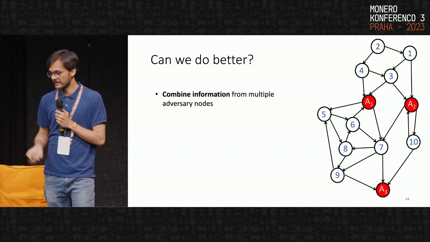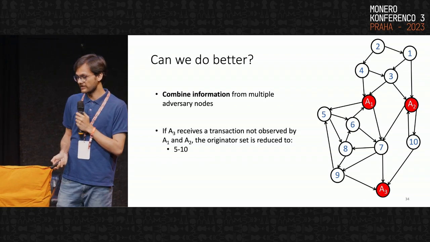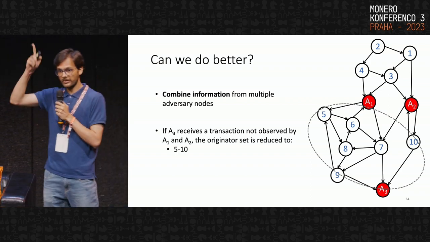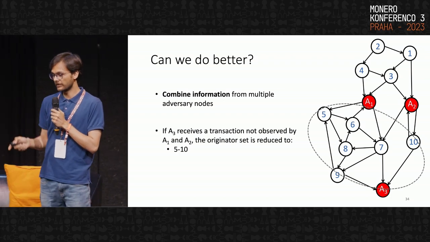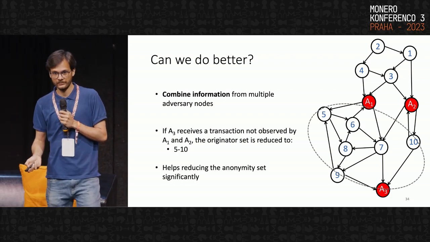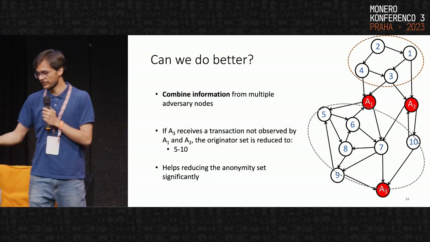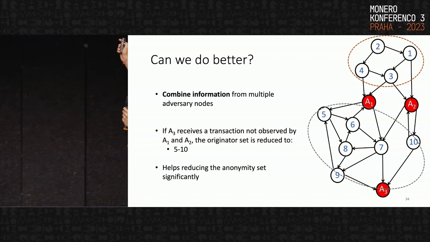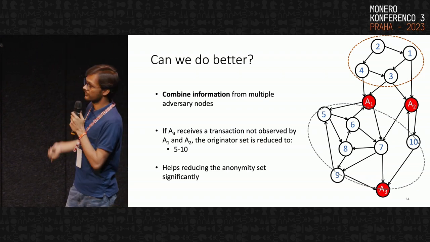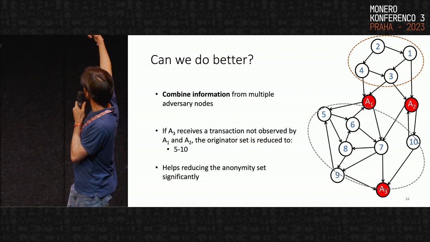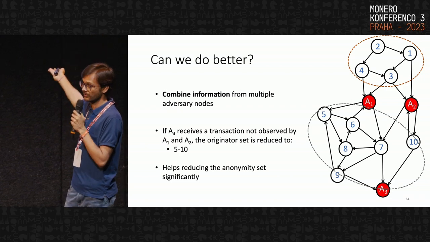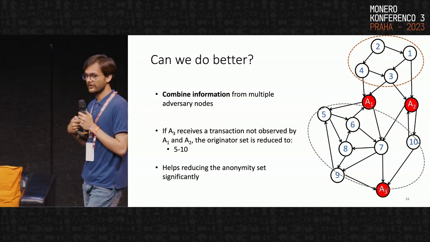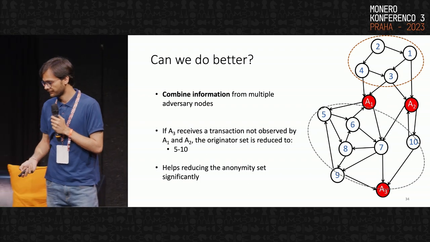adversaries colluding. If you look at this example, you can see that if A3 receives a transaction, then it can be sure that the possible originators are only among 5 to 10. It cannot be among 1 to 4, because if 1 to 4 would have generated the transaction, it would have been captured by A1 and A2 first. Right? And even more so, if you closely look at node 10, if A3 receives a transaction from node 10, then it can be 100% sure that 10 is the originator. Because 10's one outgoing hop is to an adversary node and the other outgoing hop is also to an adversary node. And if they know this graph, then they can very easily see that there's only one possible way: I did not generate it, and if we are receiving it, then it is the originator.